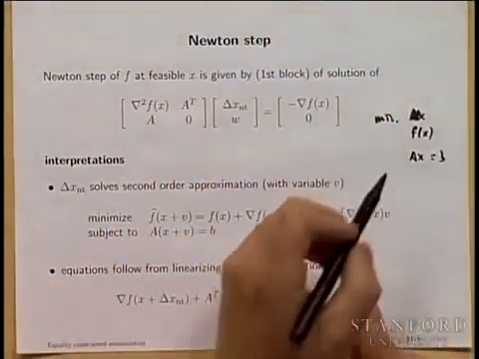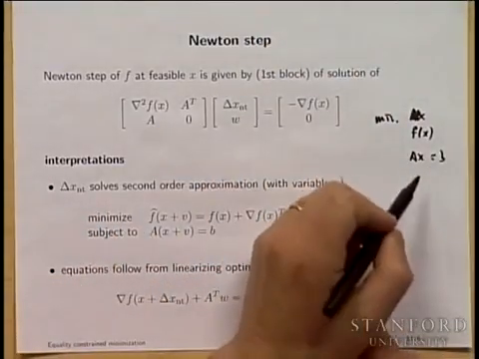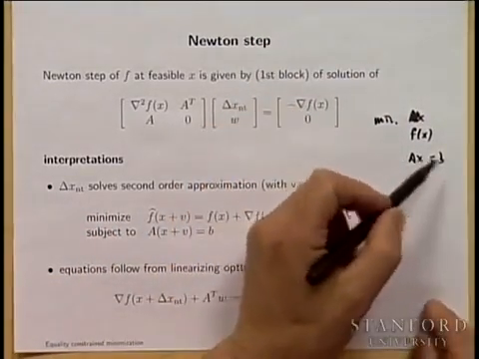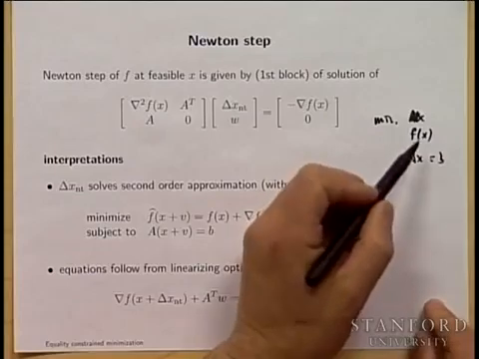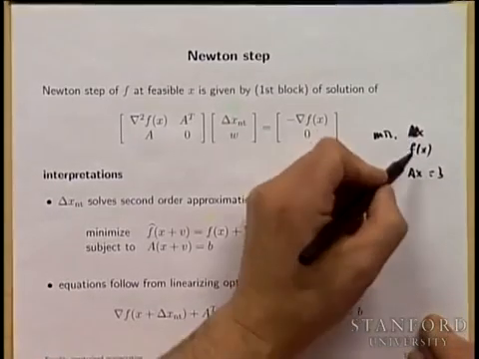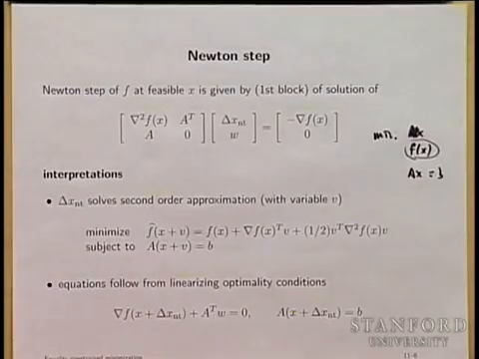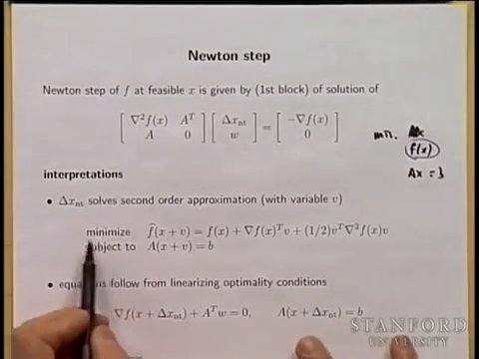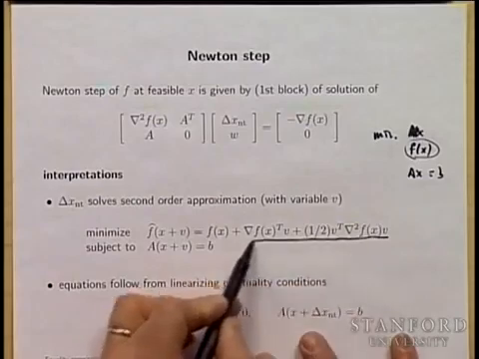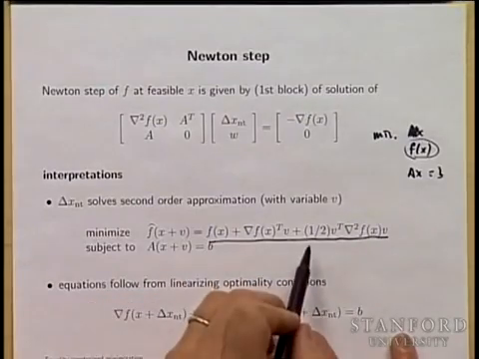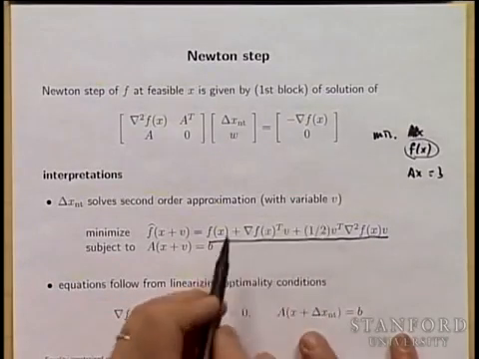The first thing you do is you have a current x, which is a guess, and it's feasible, so it satisfies Ax equals b. And I want to know, what should I do? Well, what I'll do is develop f into a second order Taylor series at my current point, and I will get this thing. Now that right there is a quadratic function of v.